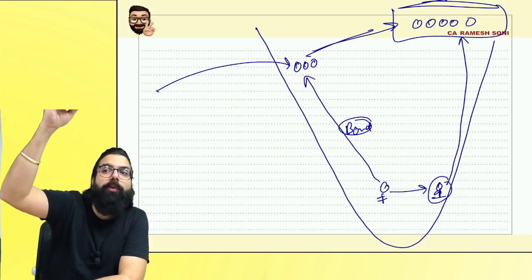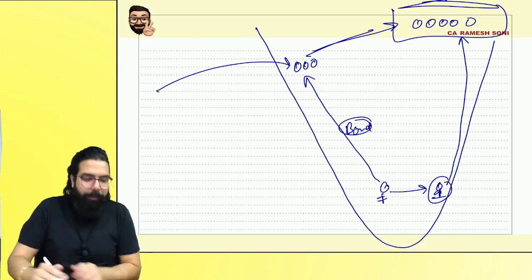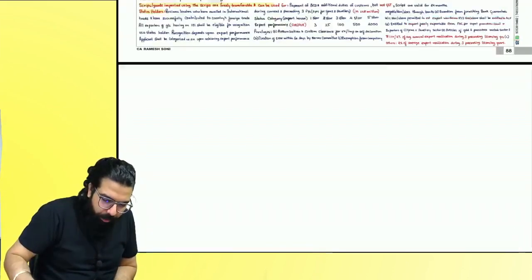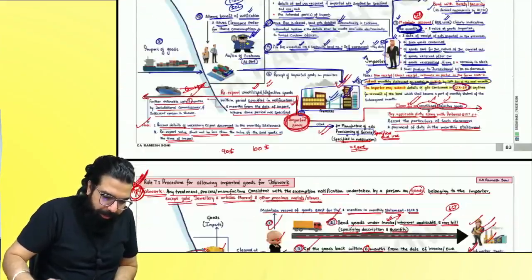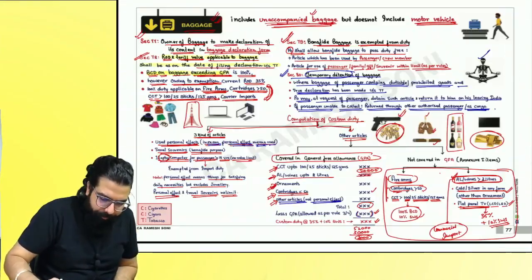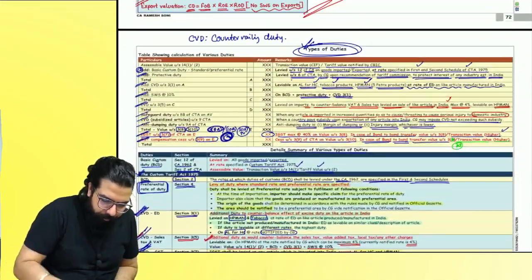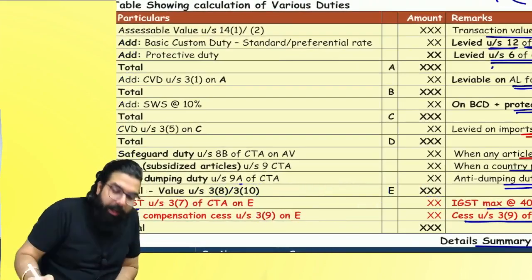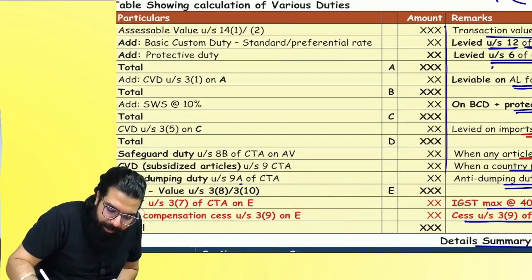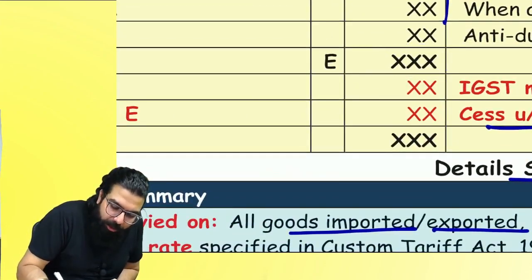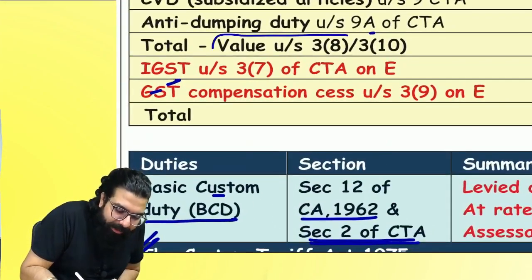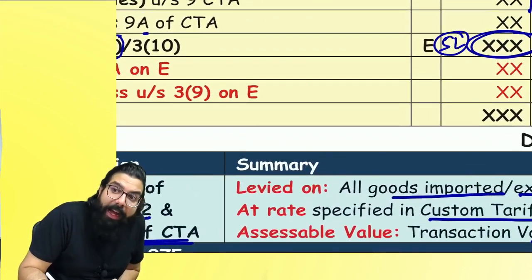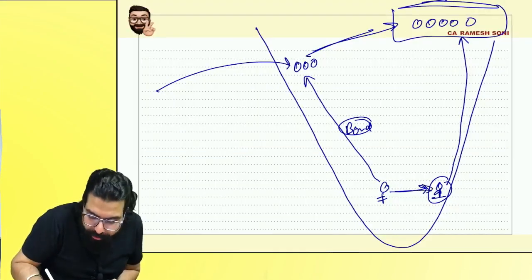I'm talking about custom duty, social welfare surcharge. He will pay normally everything. Correct? When the total comes over here, he has to pay. This is the assessable value. Might be this value is supposedly 5 lakh rupees, and you had sold the goods to him.